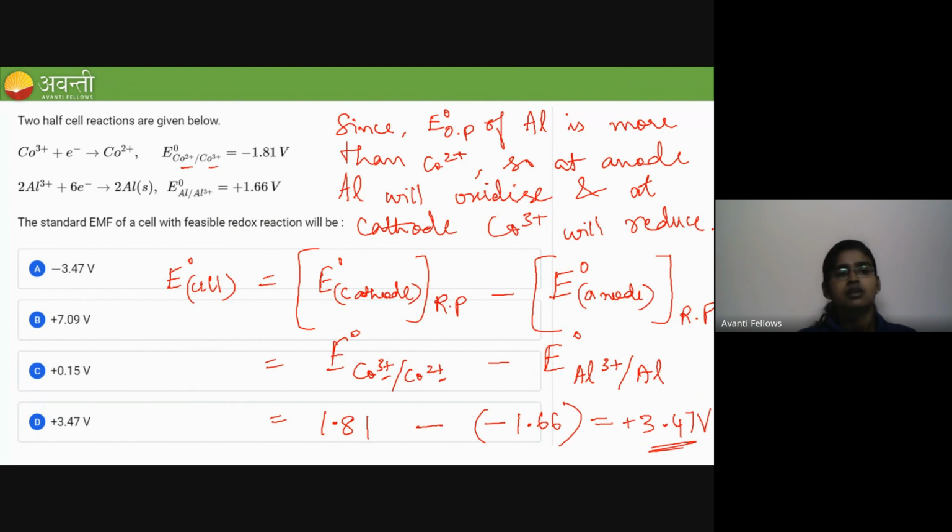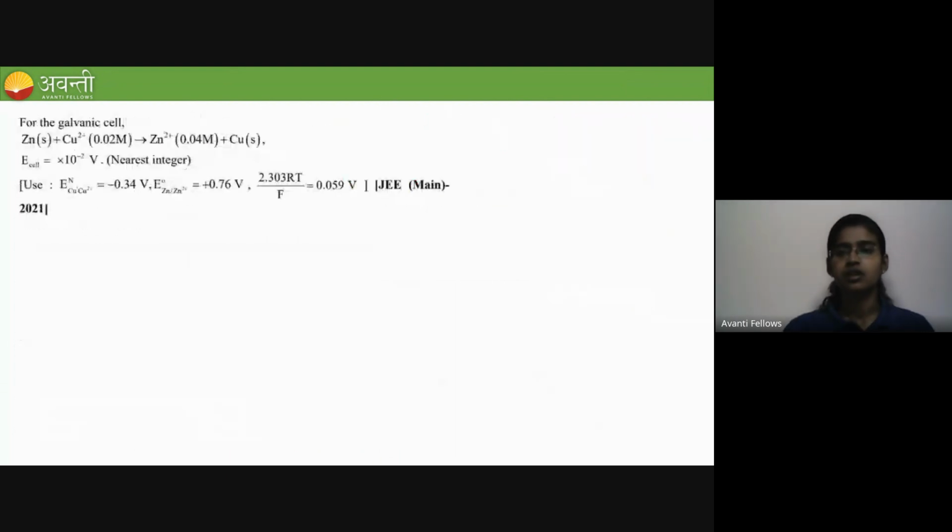Got it? So in the question, oxidation potential is given. So we are finding the values in terms of reduction potential by using this formula. So option D is coming out to be the correct answer. And that is the E naught cell for the given reaction. Okay. Yeah, we will move on with one more question.